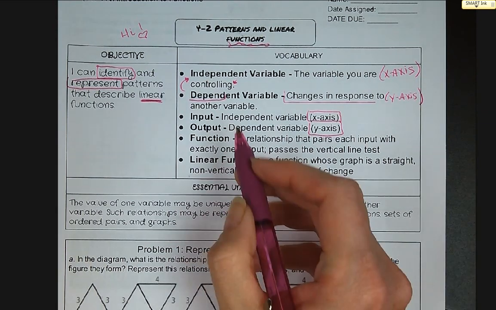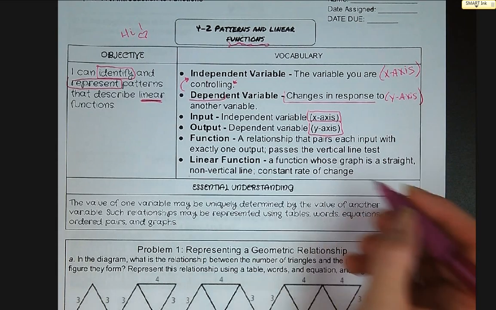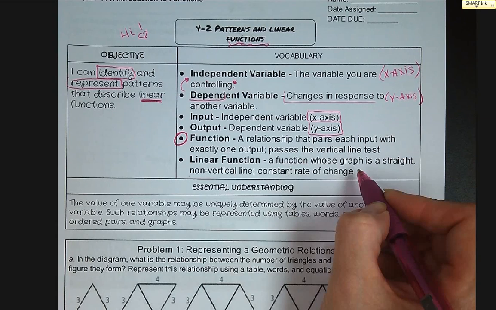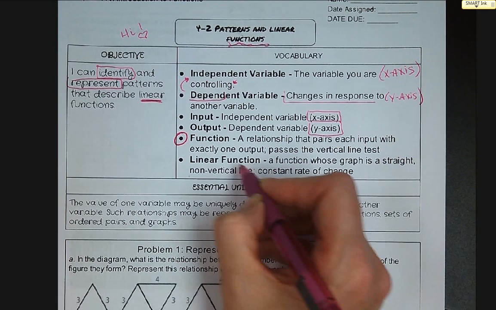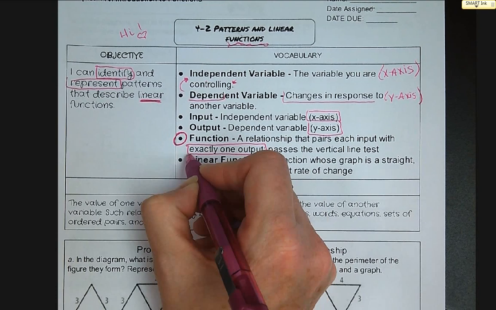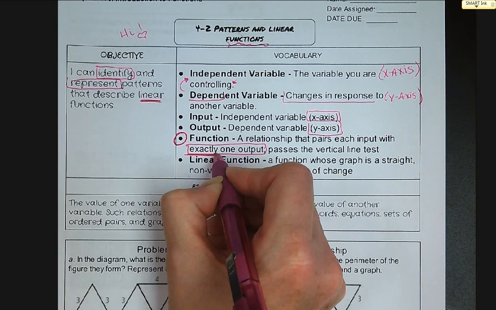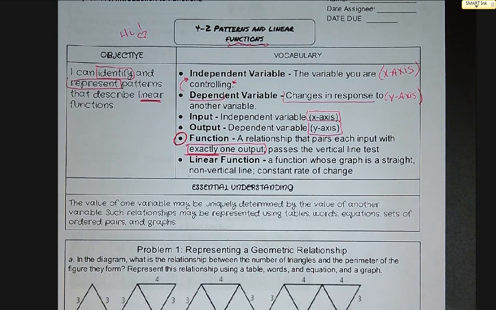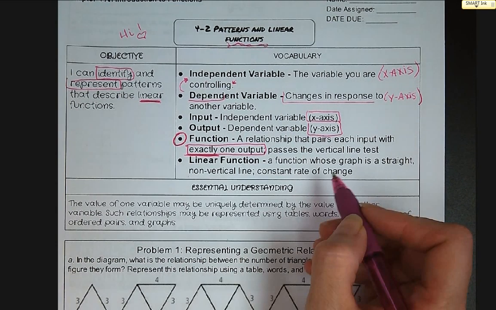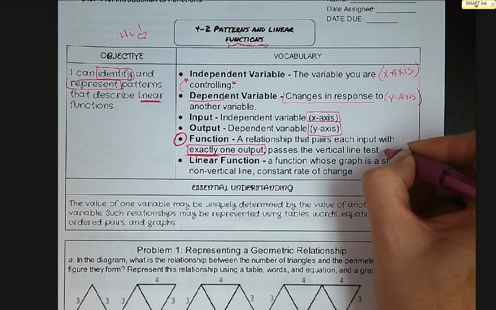Okay. A function is a relationship that pairs each input with exactly one output. Exactly one output. Each input goes to exactly one place. And that it passes the vertical line test, which we will talk about in about 5 or 6 lessons.